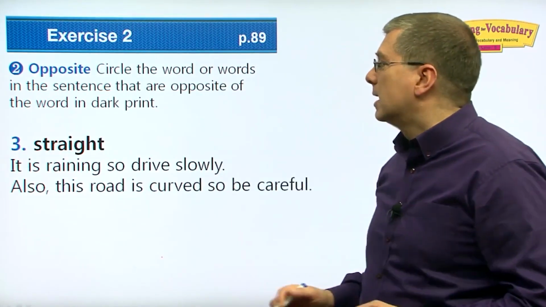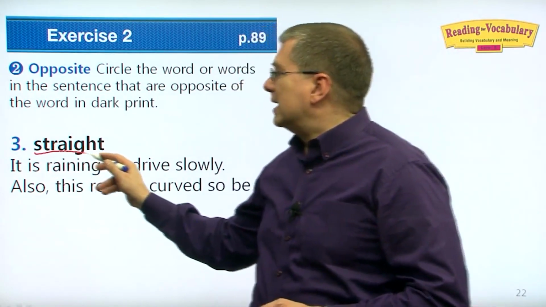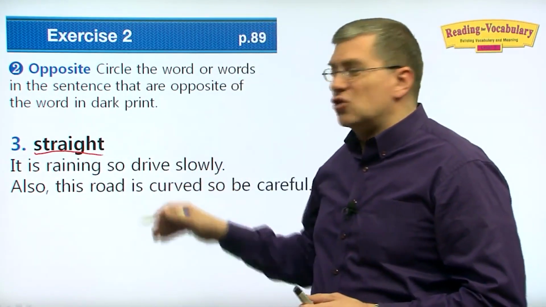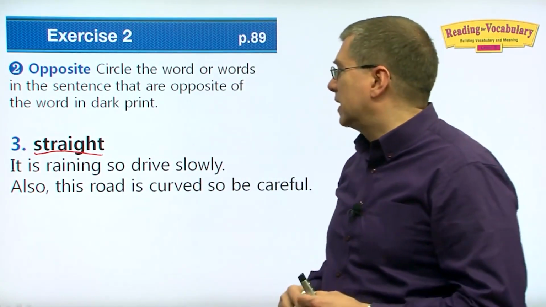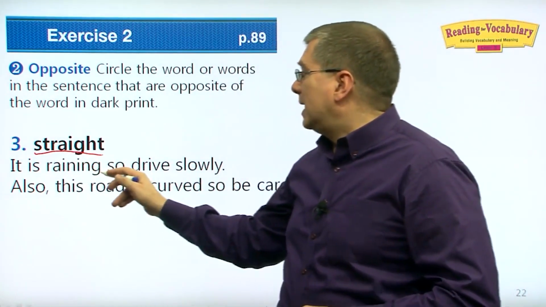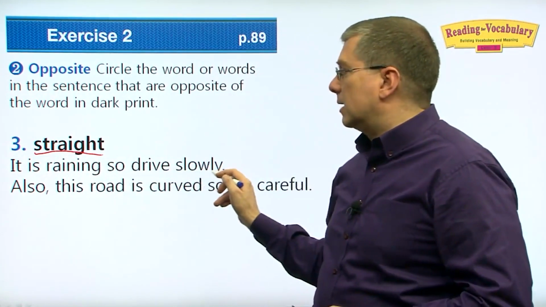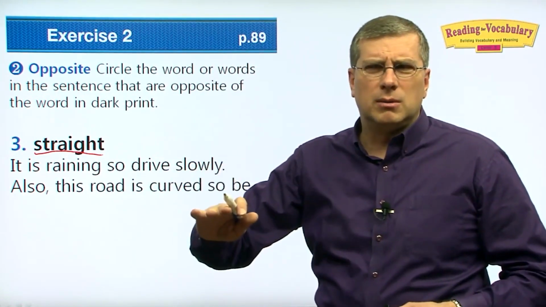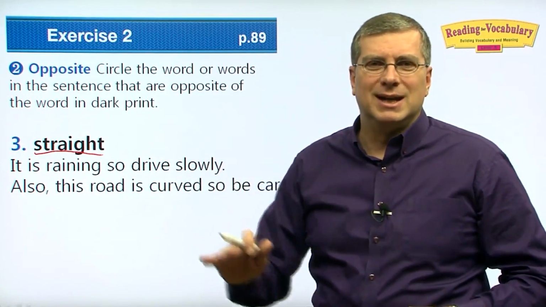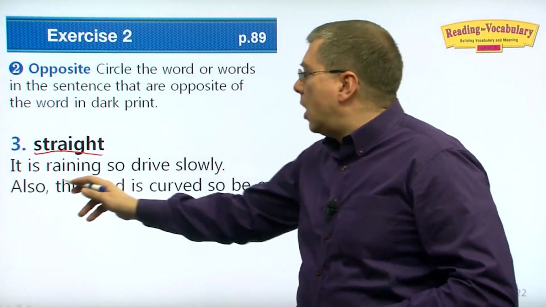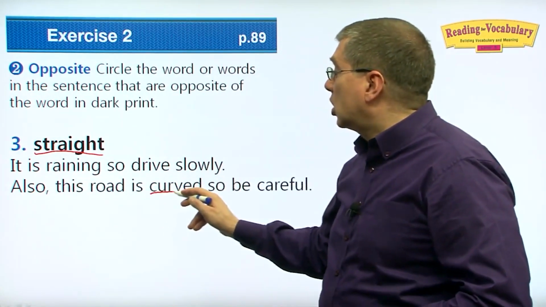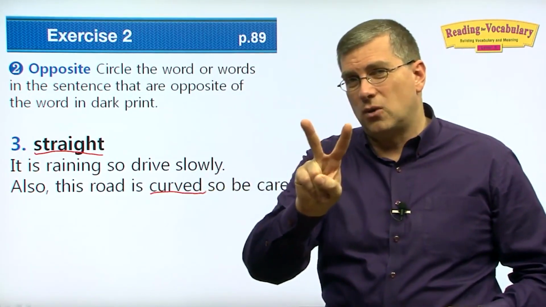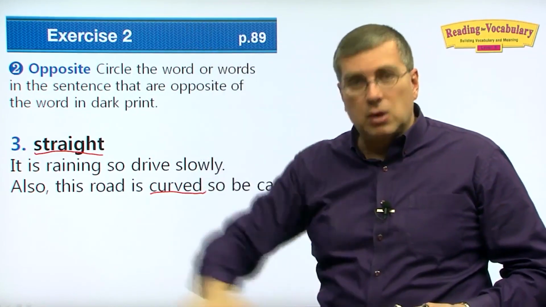Okay, the third one, the word is straight. What is the opposite of straight in the two sentences? It is raining, so drive slowly, right? It is raining, the road gets slippery. It's dangerous. Also, this road is curved, so be careful. There are two things you have to watch out for. One, there's rain, so it's slippery.